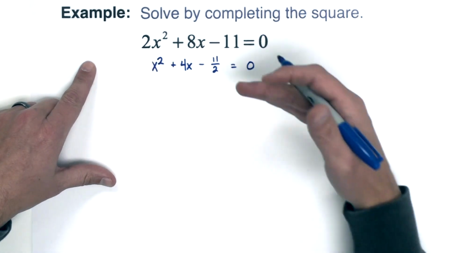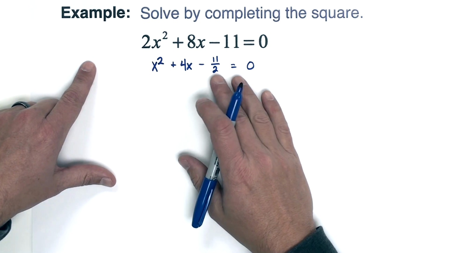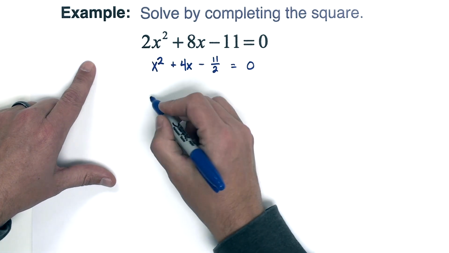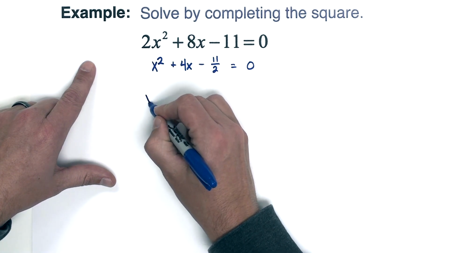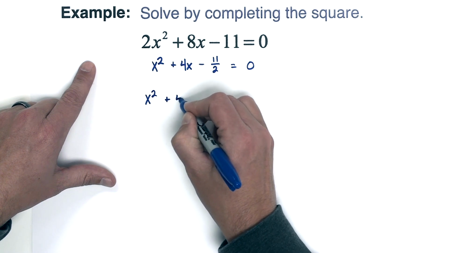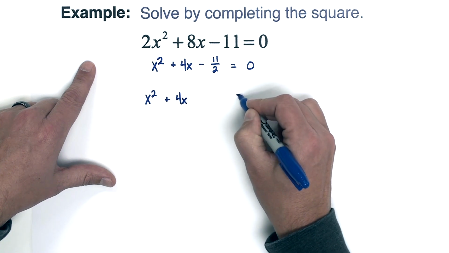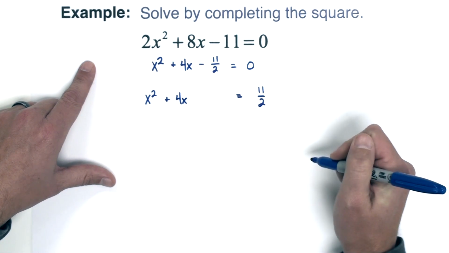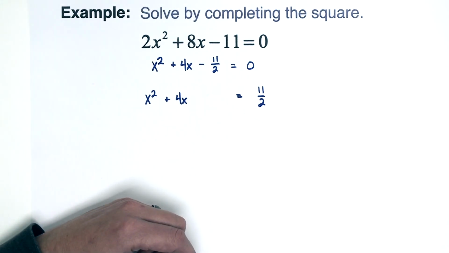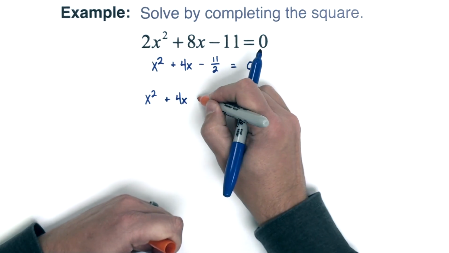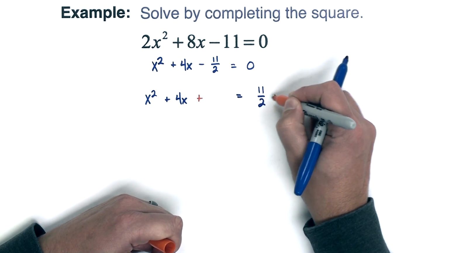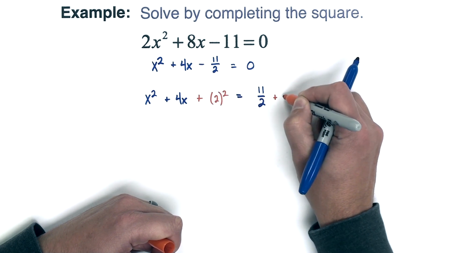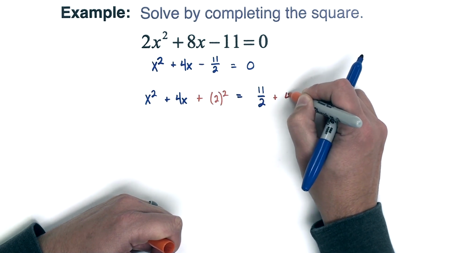Now, from here, everything plays the same. I've got a little fraction there I'm going to have to deal with, but not a huge deal. To me, anyway. So I'm going to isolate these x's. X squared plus 4x. I'm going to leave some room, and I'm going to move this 11 halves over so it's positive on the right-hand side. Now we are going to add to both sides. Half of 4 is 2 squared. And over here, 2 squared is 4.